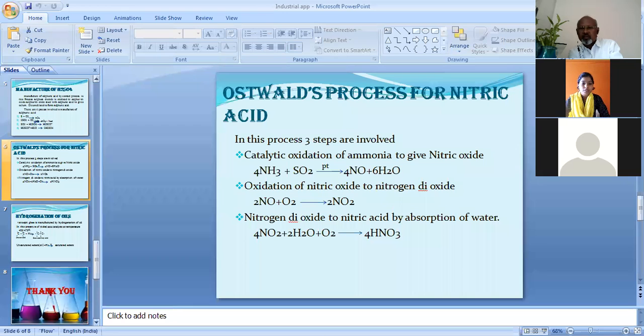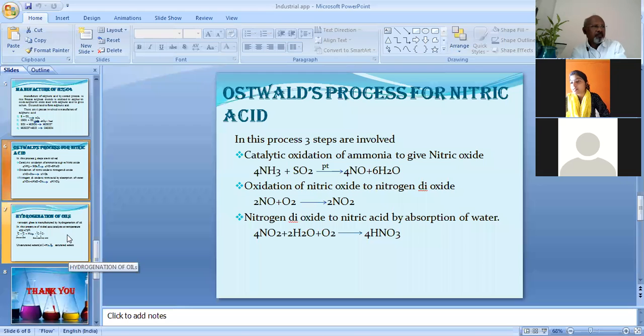Third, the Ostwald process for nitric acid. The Ostwald process produces nitric acid from ammonia gas. For this process, William Ostwald received a Nobel Prize in 1909. In this reaction, three steps are involved. First, catalytic oxidation of ammonia to give nitric oxide. Second, oxidation of nitric oxide to nitrogen dioxide. And third, conversion of nitrogen dioxide to nitric acid by absorption in water.